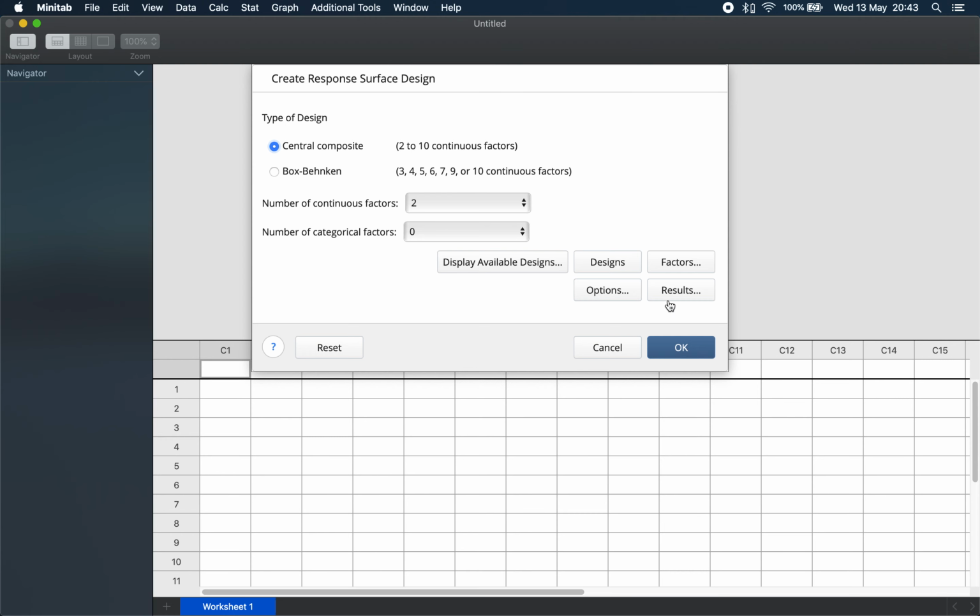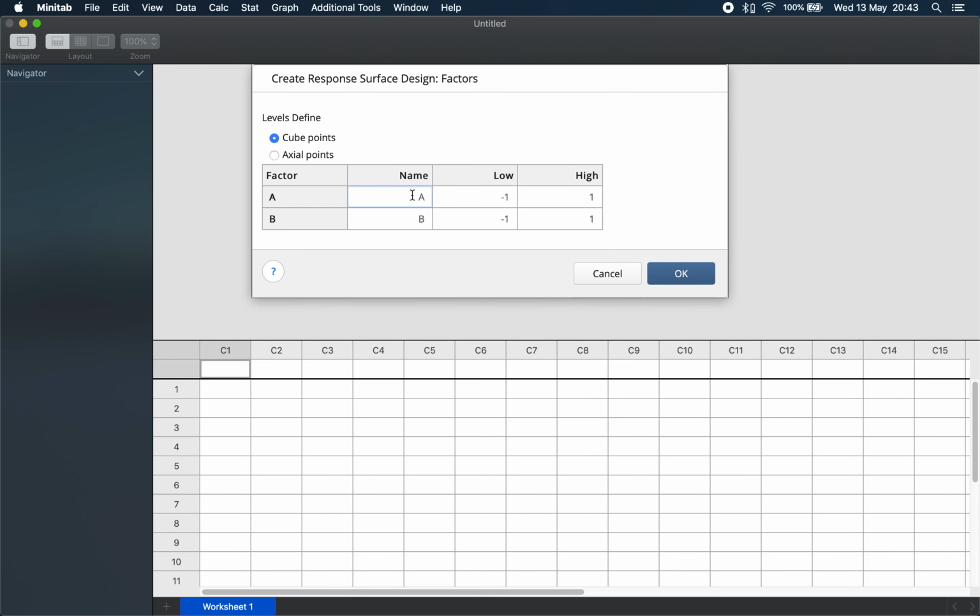Then type your factors. Factor A was pH, and factor B was the silicon to nitrogen ratio. The levels of the factors are going to be the cube points, which was pH 6 and pH 8 from the screening experiment in the previous video. And silicon to nitrogen ratio 0.5 and 2.